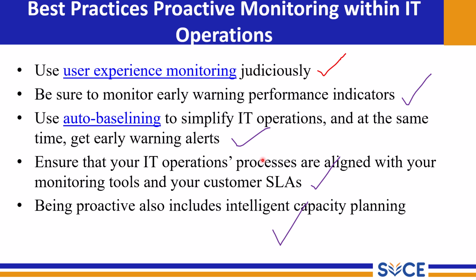Being proactive also includes intelligent capacity planning. Performance issues may occur because of insufficient capacity in some cases. So make sure you plan in advance so that you can augment the system capacity to avoid any potential issues down the line.